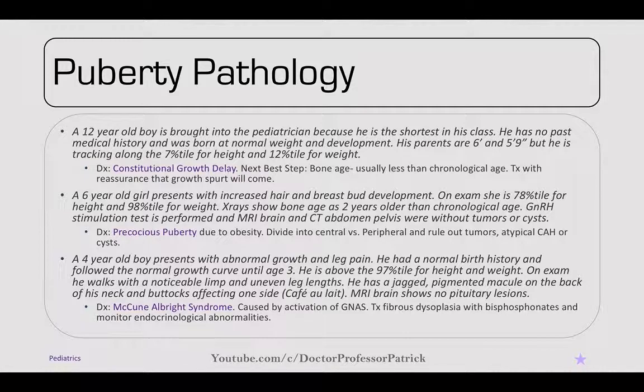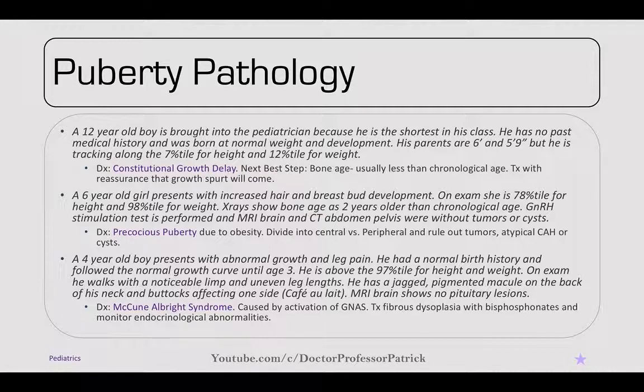spurt will come soon. Next, there's a 6-year-old girl presenting with increased hair and breast bud development. On exam, she's the 78th percentile for height and 98th percentile for weight. X-rays show bone age is 2 years older than chronological age, and a GnRH stimulation test is performed, and MRI brain and CT were all without tumors or cysts. So this is precocious puberty. It can be due to brain tumors, adrenal dysplasias, and obesity, as this case is. And you can divide into central versus peripheral. You need to rule out any tumors or atypical CAH or cysts.